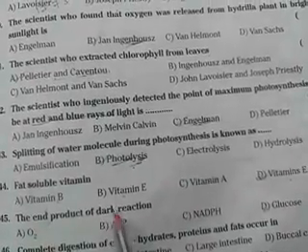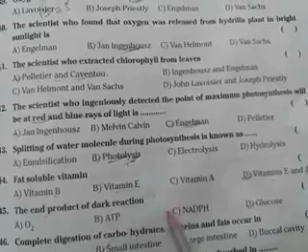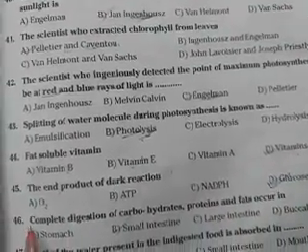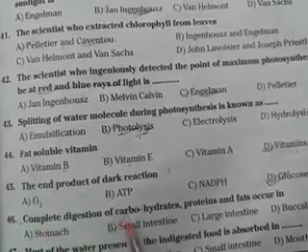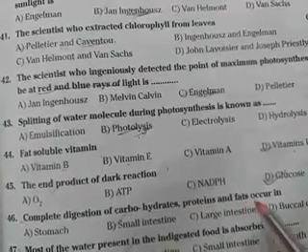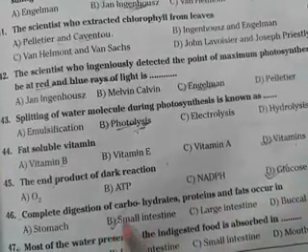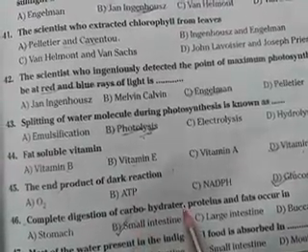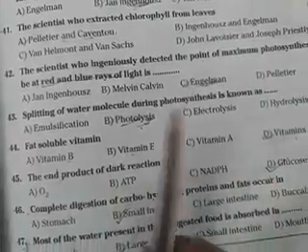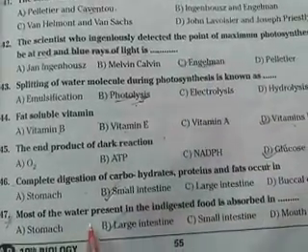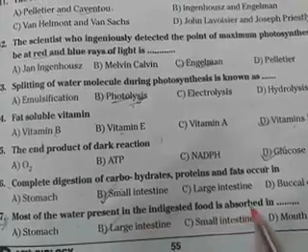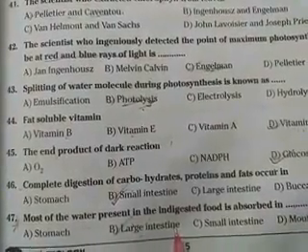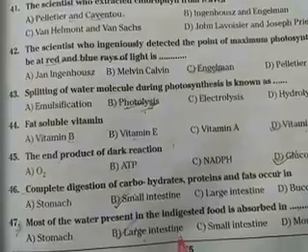45. The end product of the dark reaction. In the dark reaction, the end product is glucose. Next, 46. Complete digestion of carbohydrates, proteins and fats occurs in the small intestine. Next, 47. Most of the water present in the undigested food is absorbed in the large intestine. In the large intestine, the water present in our food is absorbed.